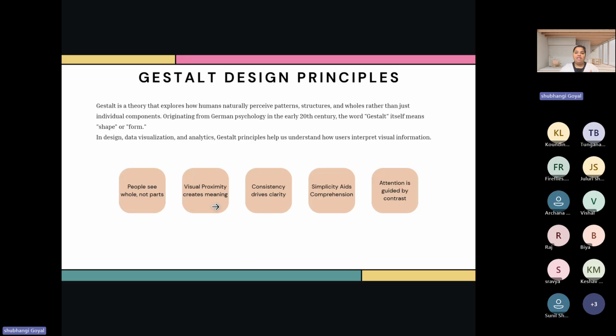Second is visual proximity creates meaning. So if you have a bunch of charts which are based on similar metrics, they should be kept together. I'm going to discuss proximity in my next slide. But proximity essentially means any metrics which are similar, any charts which are similar, they should be kept together. You might be able to see proximity in Zoom's website, for example. What they've done is they have a bunch of icons which are similar to each other and they kept them together.